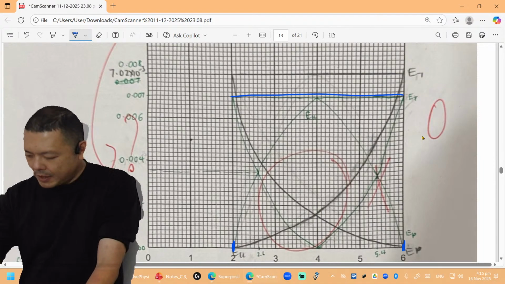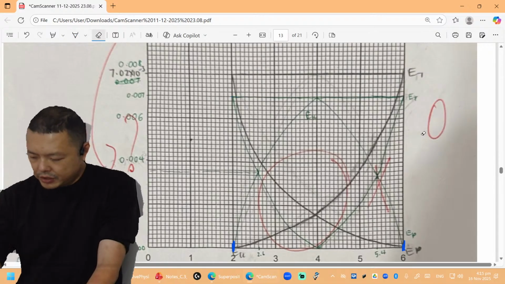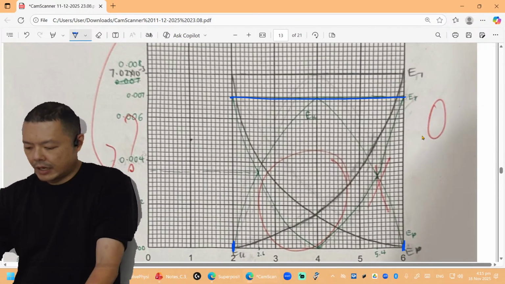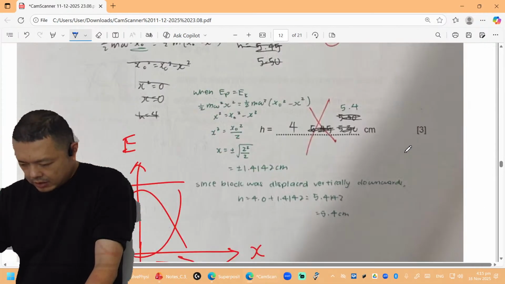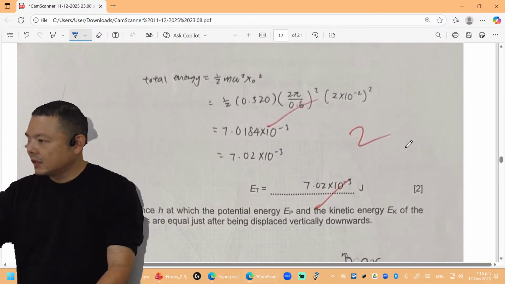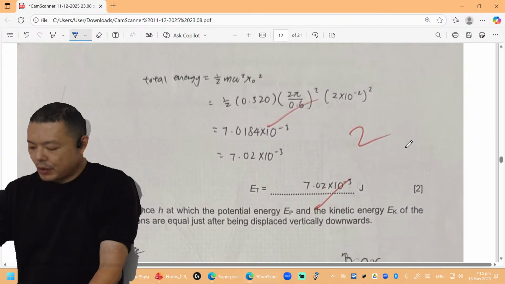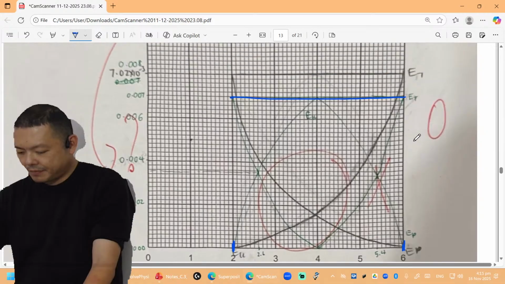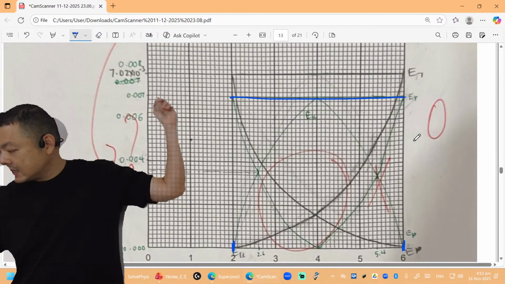So based on all the calculations, you will calculate the total energy. Right? I don't know what the total energy is. Like, how do you calculate the total energy? From the previous parts, right? Yeah, then you got total energy. 7.02 times 10 to the power minus 3 joules. Right? So you have to find that graph here. So you have to find it at the 7.